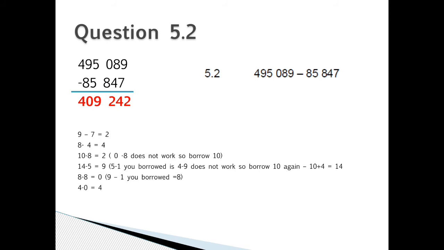Then you say 5 minus 1 you borrowed is 4. 4 minus 9 does not work, so you borrow 10 again. So 14 minus 5 is 9. And then 8 minus 8 is equal to 0 because you've borrowed the 1. And 4 minus 0 is equal to 4.